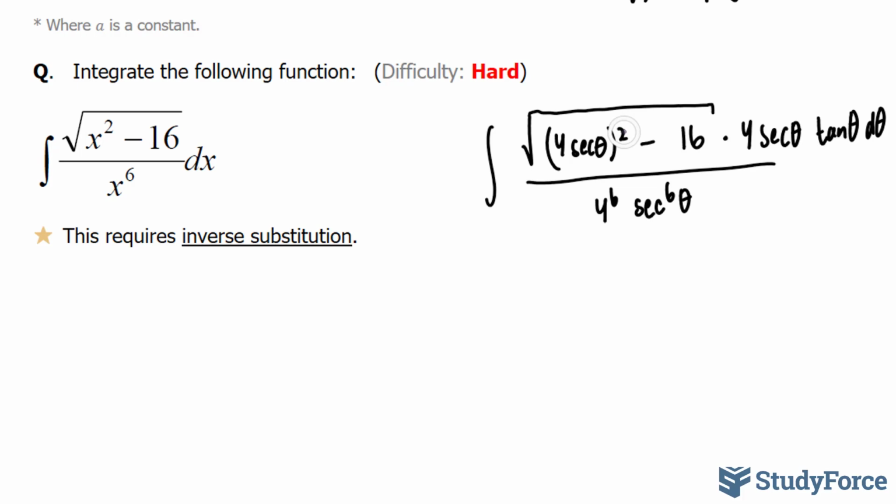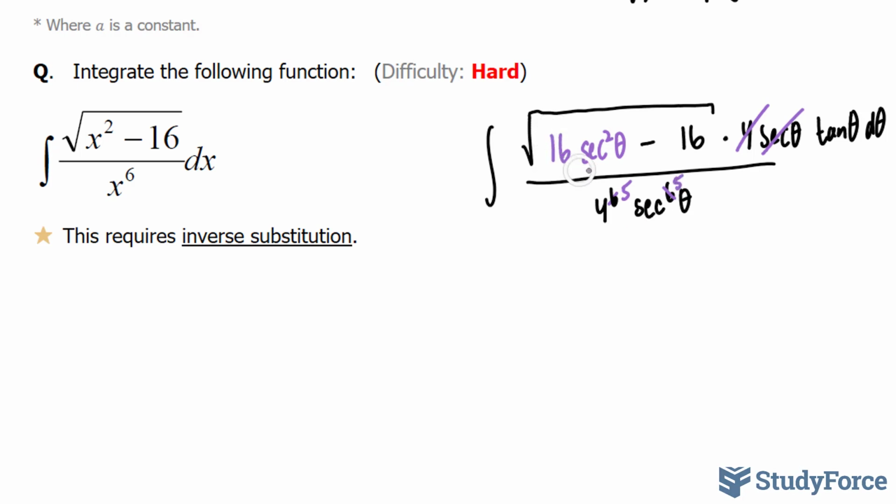First of all, I'll distribute this power of 2 to the 4 and to the secant theta function. And if I do that without having to rewrite everything, I end up with 4 to the power of 2 secant squared theta. And 4 to the power of 2 is 16. The next thing that I'll do is cancel out one of the 4's down here with this 4 up here. And this over here becomes 4 to the power of 5. And the same thing goes with this secant and this secant. That becomes secant to the power of 5 theta.